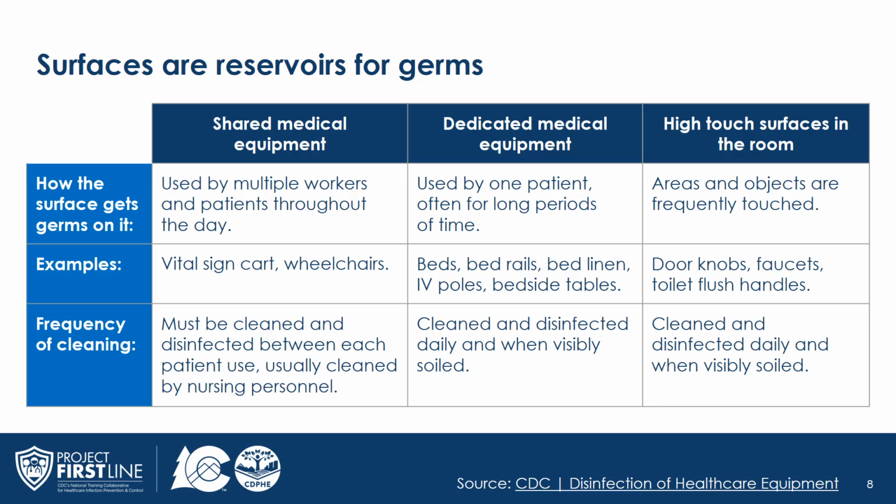Next, we have dedicated medical equipment. These items are used by one patient, often, and for long periods of time. Examples include beds, bed rails, bed linen, IV poles, and bedside tables. Because these items are in close and prolonged contact with a patient, they can be highly contaminated and should be cleaned daily.